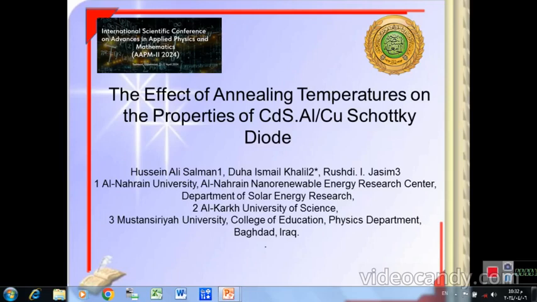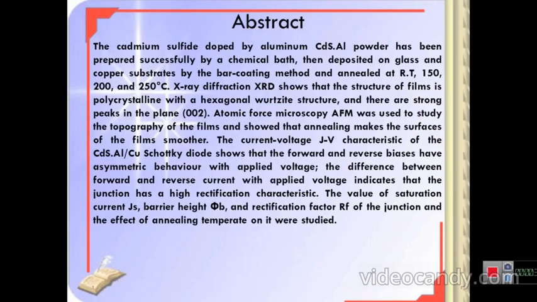Today, I'm going to talk about the effect of annealing temperatures on the properties of CdS:Al on copper Schottky diode. Cadmium sulfide doped with aluminum has been prepared successfully by chemical bath, then deposited on glass and copper substrates by the bar coating method and annealed at room temperature, 150, 200 and 250 Celsius degrees.